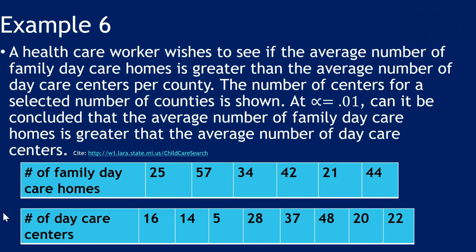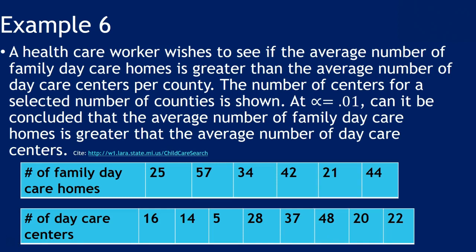Now, our raw data here is not paired. Remember, we had 4 tests: the 3 tests that mimic our chapter 9 and chapter 8, and then the 4th test, which is the paired data. This data, while it is raw data, is not paired. We don't know that this 25 is associated with the 16 or the 25 is associated with the 14. So we just have 6 different samples of family daycare homes, and 8 samples of daycare centers.